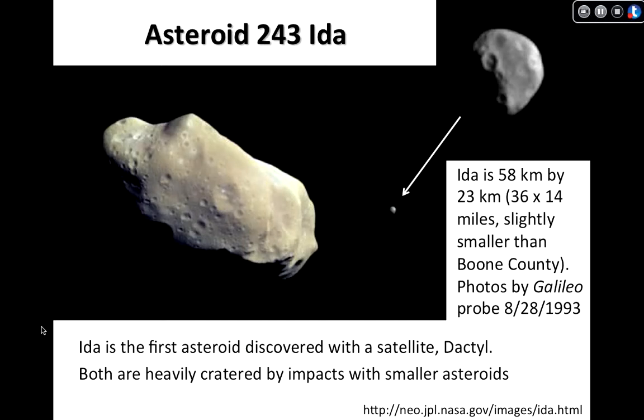What do they look like? This is Ida. Ida is about the size of Boone County, and Ida is a very unusual asteroid in that it has a moon, its own little baby moon called Dactyl, right there. So that's the first one that's been discovered with its own satellite. And you can see that even this asteroid is itself covered with little impact craters.